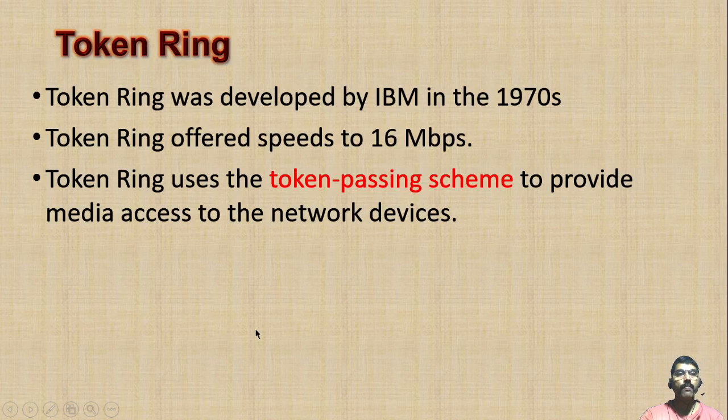Next, one more protocol is called token ring. The token ring was developed by IBM during 1970. The token ring supports a speed up to 16 Mbps. Token ring uses a technique called the token passing scheme to access media. Media access is controlled by a token passing scheme.